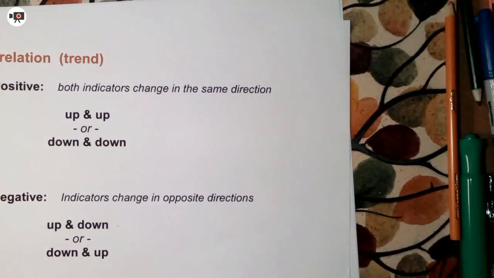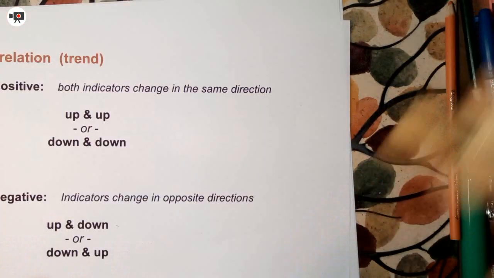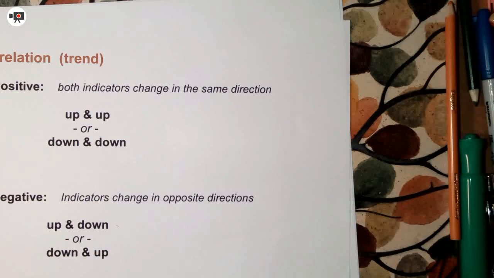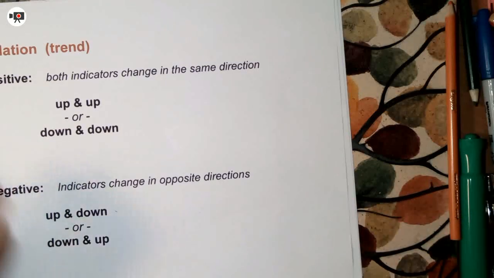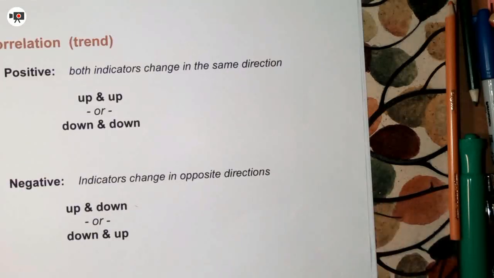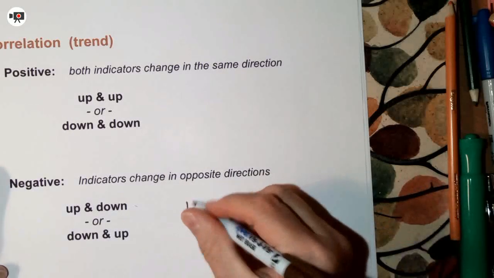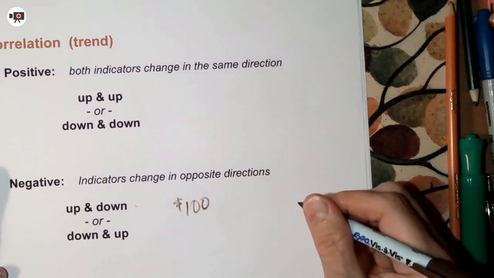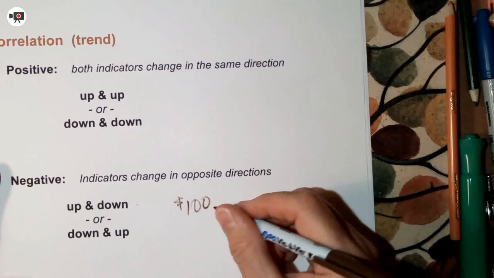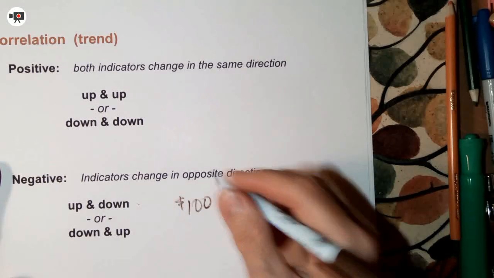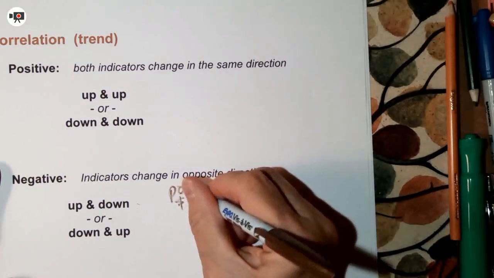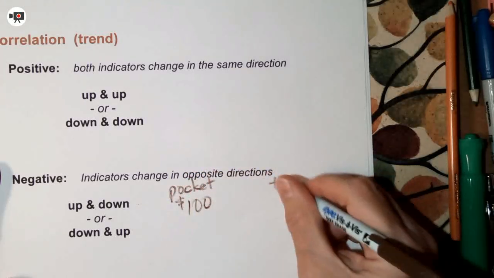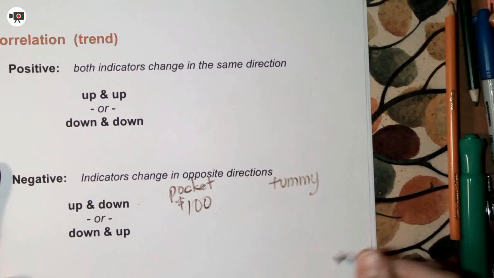Okay, let's say you want to buy something, and you've got some money in your pocket. So let's say you go to the store and you've got $100 to spend, and you want to buy a bunch of candy. When you have $100 and you've bought no candy, this is in your pocket and this is in your tummy. Don't eat your money. Not a good idea.